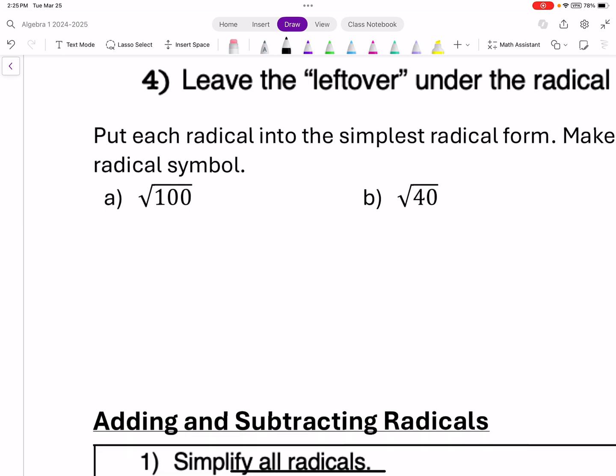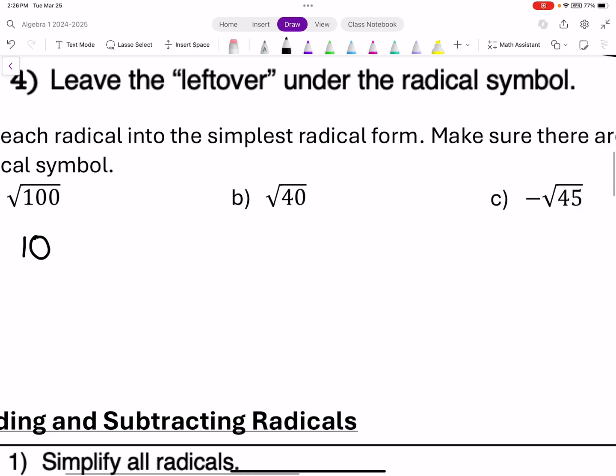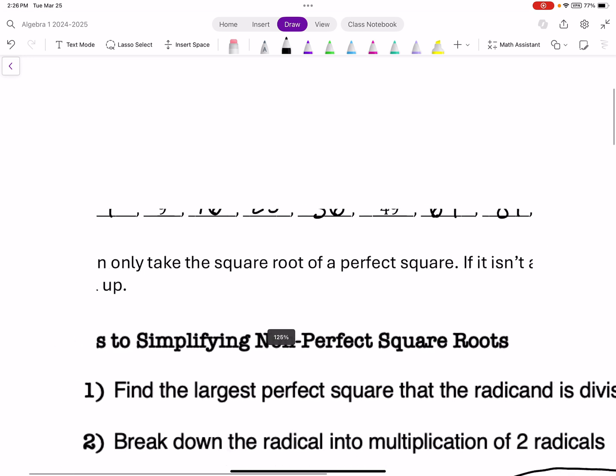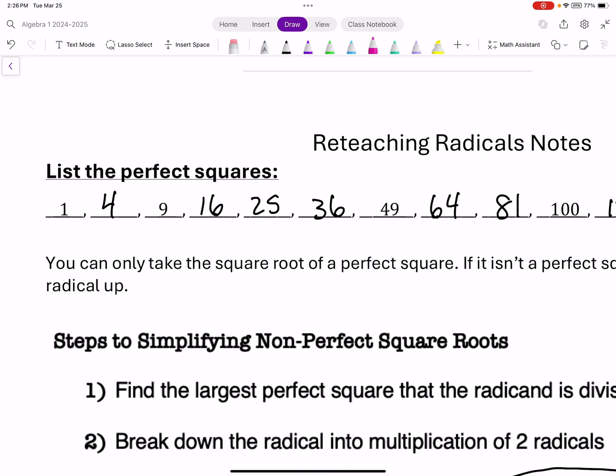100 is a perfect square. It is 10 times 10. And so what that means is our answer is just 10. Okay, 40 is not a perfect square, so I'm going to go ahead and break it up into 2 radicals. One of those needs to be on our list up here. Okay, so 40 would fall right here.